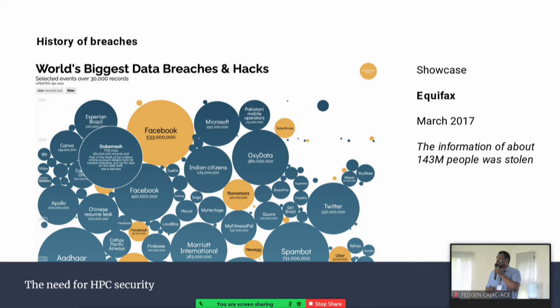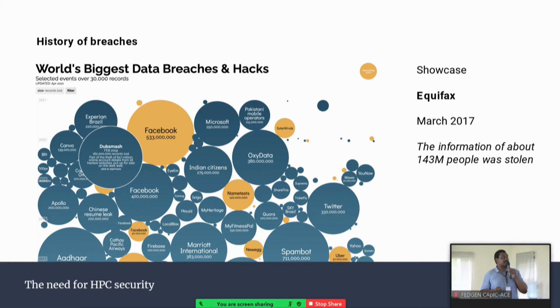Equifax is a company, a credit bureau. The Americans usually store financial health information with a company like Equifax. But along with that information, you have personally identifiable information like social security number, date of birth, and so on. So they were hacked, their data center was hacked.